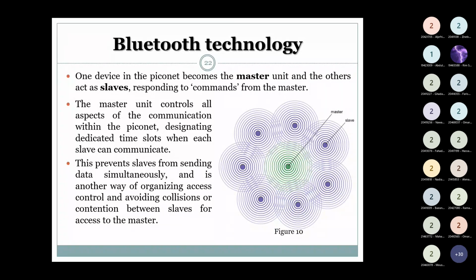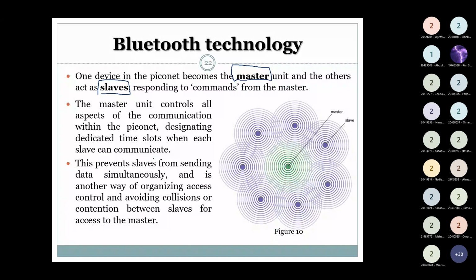One device in the piconet becomes the master. When you have many devices that will communicate with each other using Bluetooth, you will need a master unit, and the others act as slaves, responding to commands from the master. The master unit controls all aspects of the communication within the piconet. It will assign dedicated time slots when each slave can communicate.